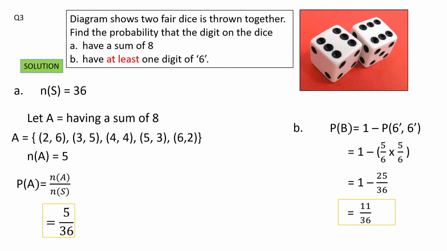So remember, when you come across the words at least, what you can do is take 1 minus the probability of the complementary of the event.